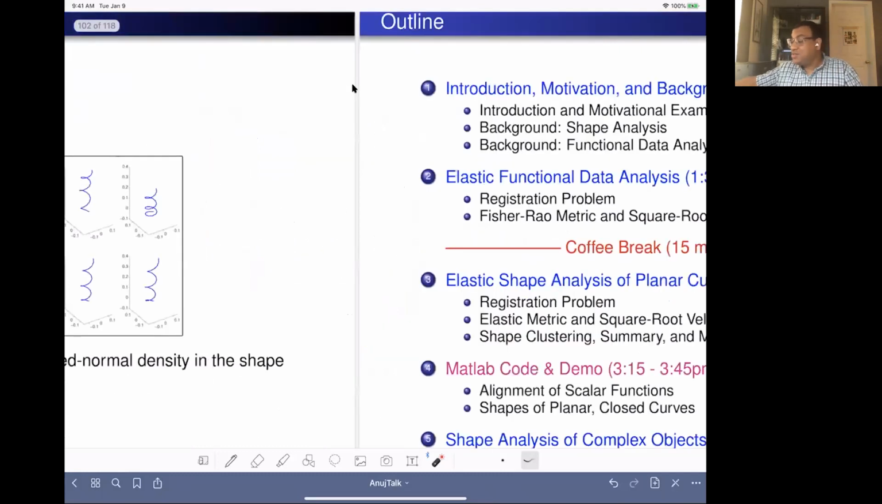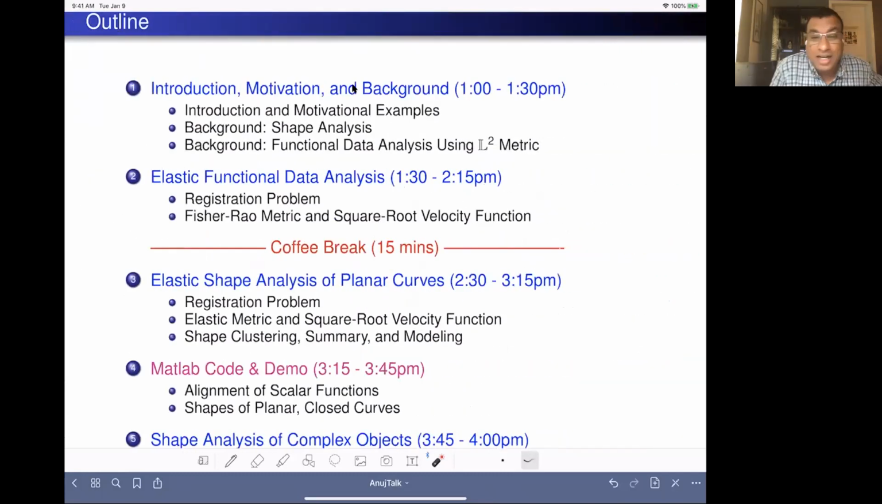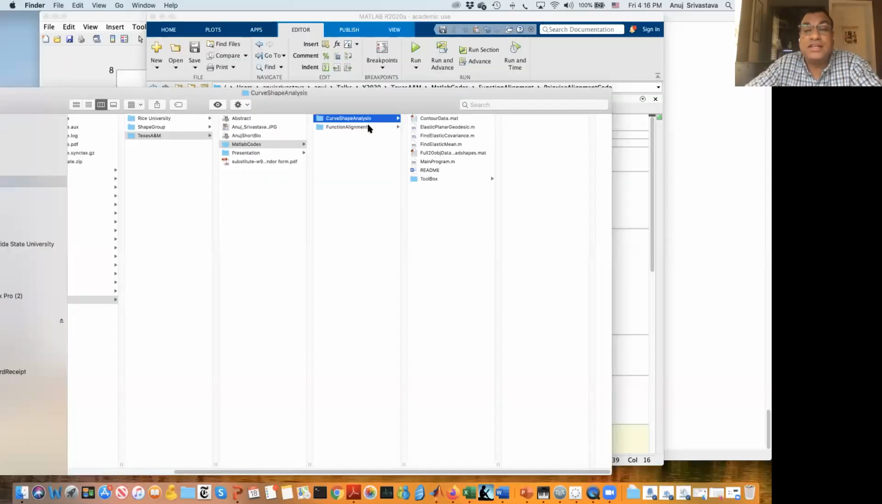Okay, so this is good timing. Now I'm back on time. I want to stop this and spend some time explaining a set of codes that I posted on your website. And by the way, if you have any questions, this is a good time to ask questions about shape analysis of functions, shape analysis of curves, planar curves, or high dimensional curves. Okay, so I'll stop and take questions on curve shape data analysis.